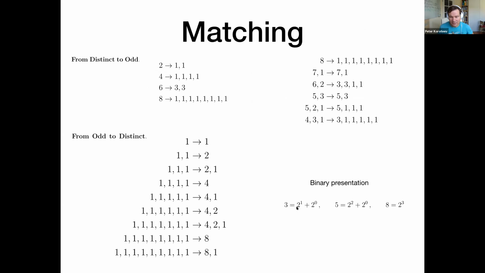So we would say, to go from distinct to odd. Yes, what's the question? I'm sorry. But you say that when we are trying to prove the number of odd partitions and distinct partitions are the same, we use binary representation. Okay. So can we use ternary representation to prove the... Good.